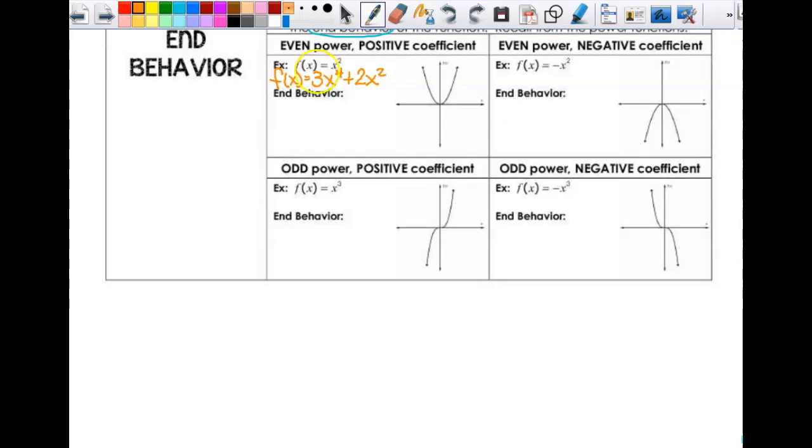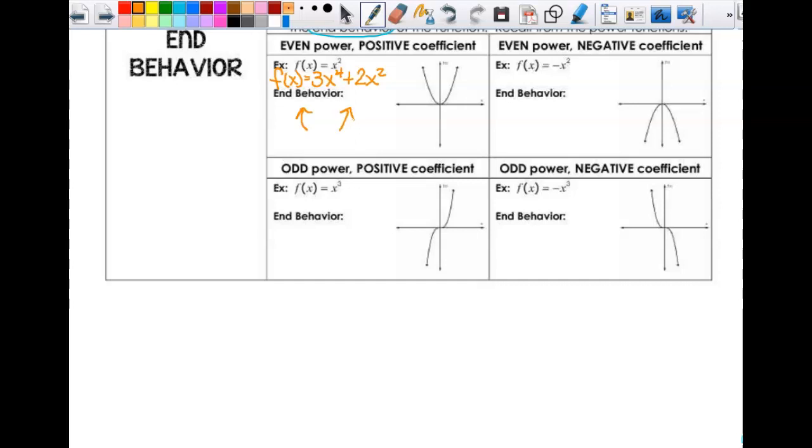This is a positive leading coefficient. This is an even exponent. So the end behavior looks exactly like it does if it was just a quadratic. We don't care about the middle right now. As far as telling me end behavior, you're literally going to draw the arrows: up, up.